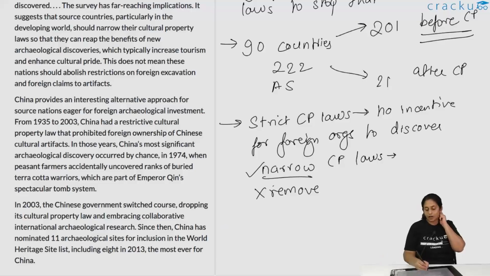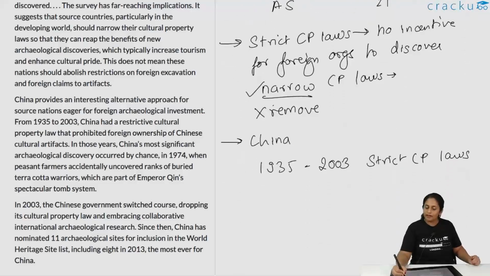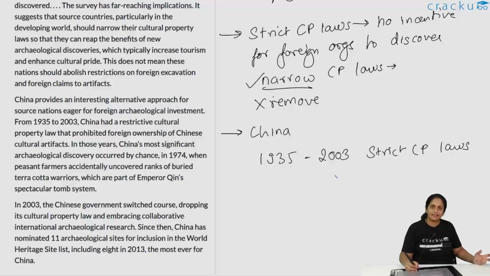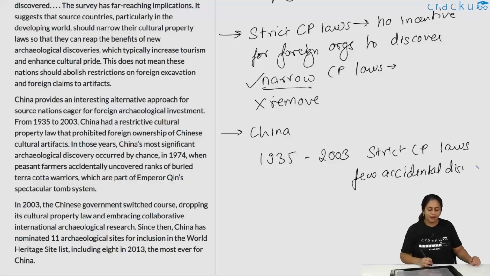So the author is giving the example of China. From 1935 to 2003, they had strict cultural property laws. And what was the case? There were very few discoveries and most of them were accidental in nature. Few accidental discoveries, which means what? That there was no incentive to actually discover. So what did they do?